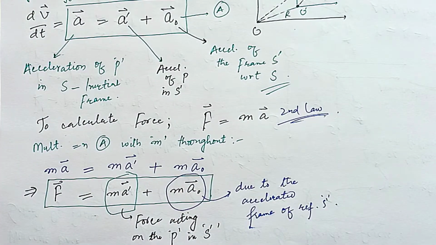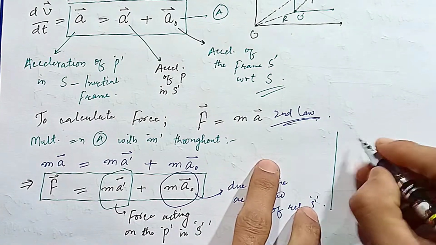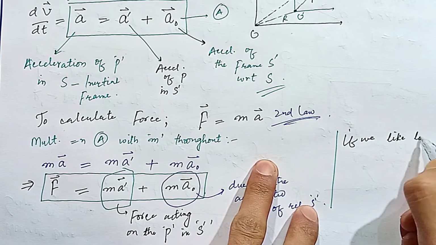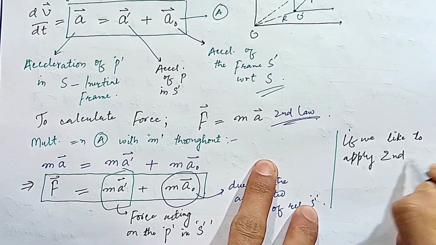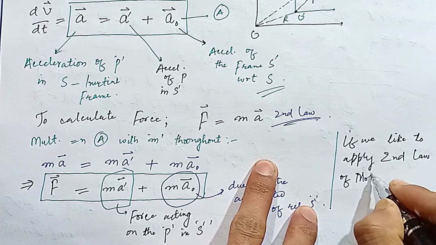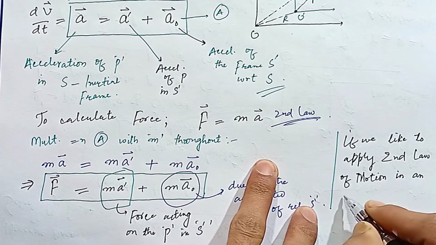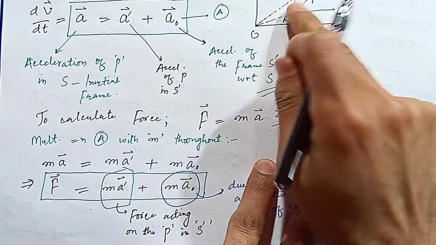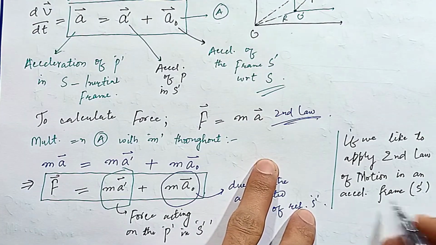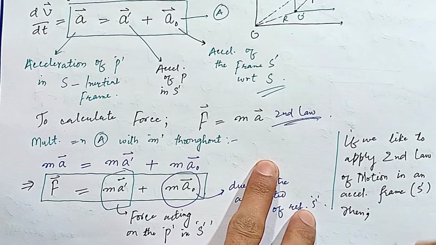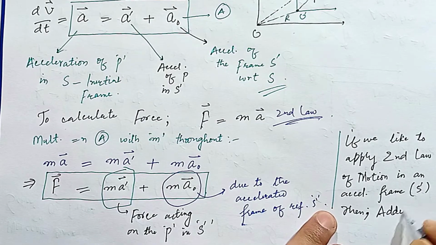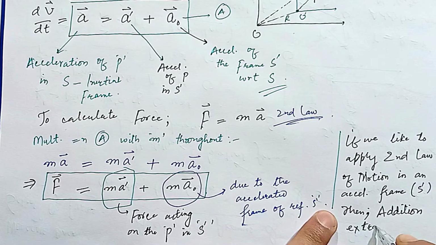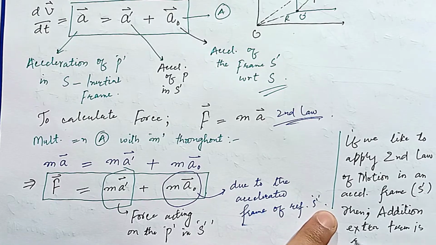So I will write it down here. If we would like to apply the second law of motion in an accelerated frame of reference, which is here S prime, this frame of reference, then we have to add an extra term. Addition of an extra term is needed, an extra term is required.